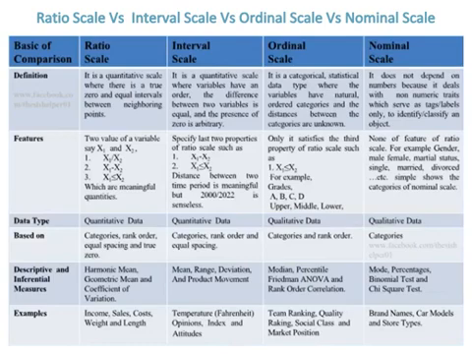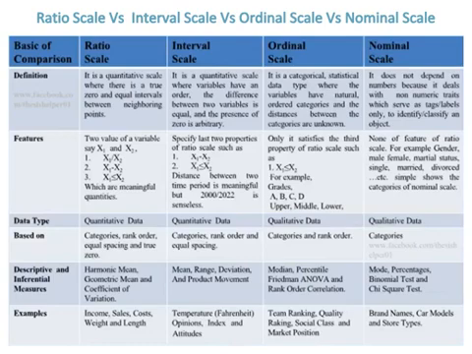Ratio scale is based on categories, rank order, equal spacing and true zero, while interval scale is based on categories, rank order and equal spacing, while ordinal scale is based on categories and rank order, while nominal scale is based on categories.